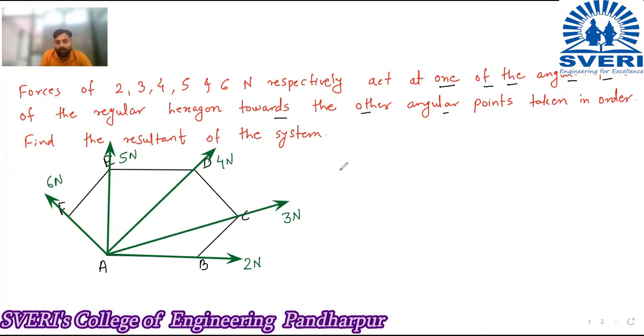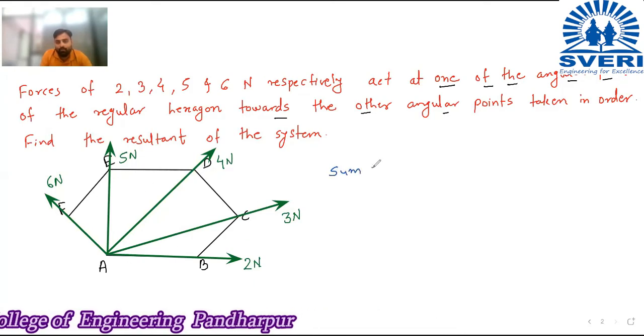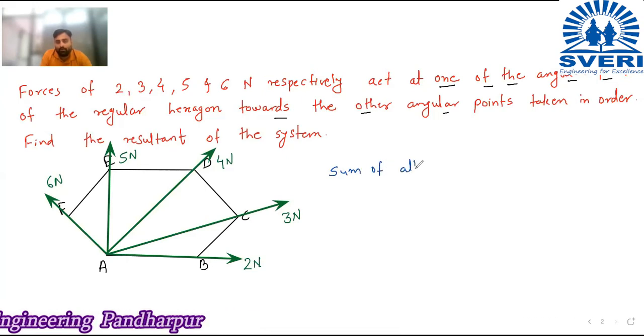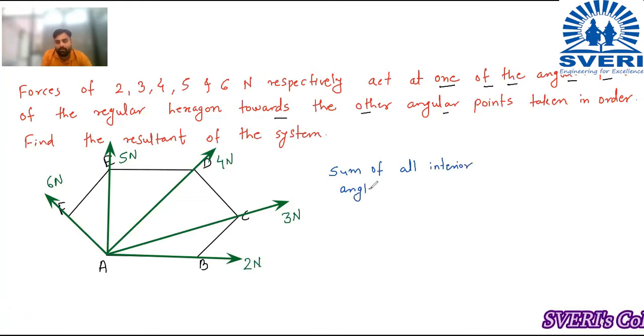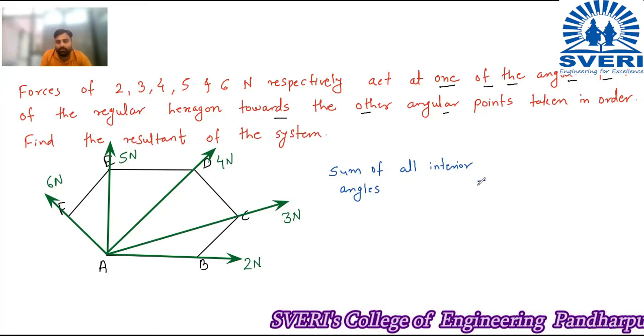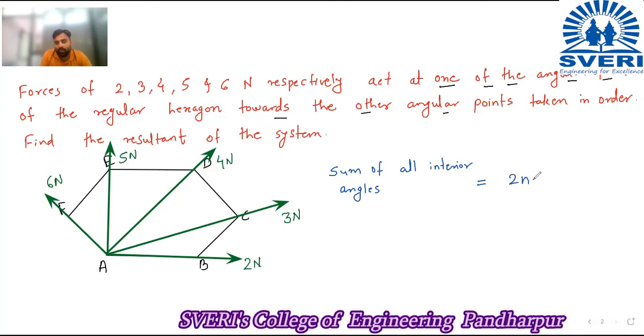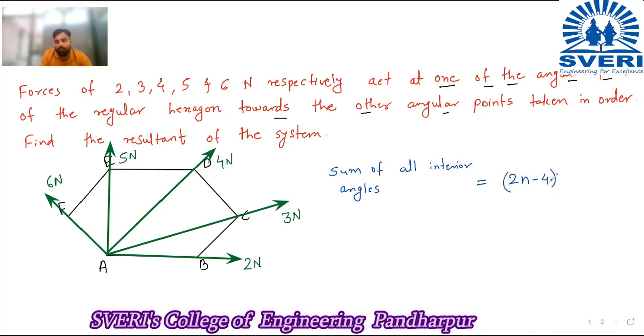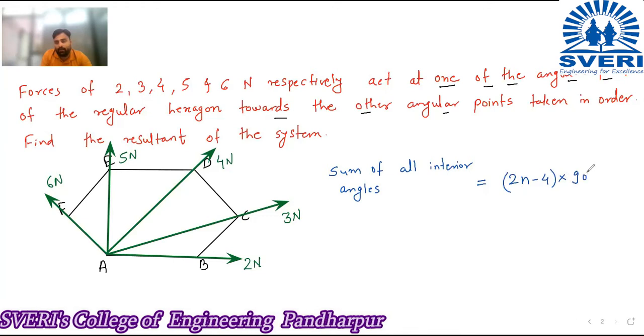Okay, so I will write here sum of all interior angles. Sum of all interior angles is equal to, what is the formula? It is (2n minus 4) into 90.